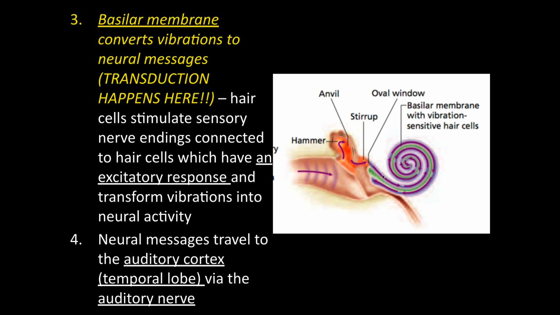So again, here's where the magic happens. On the basilar membrane of the cochlea, in these tiny cilia, or these tiny hair cells, these hair cells take in vibrations and fire action potentials, just like the photoreceptors in the retina take in light and fire action potentials. Neural messages are then traveling to the auditory cortex via what is called the auditory nerve.